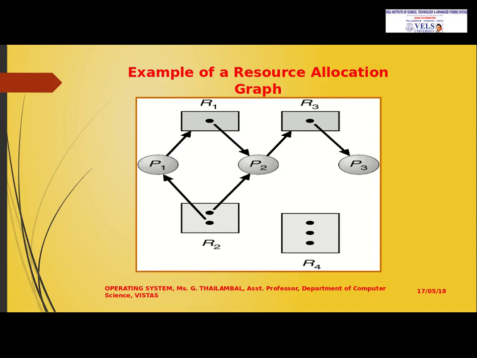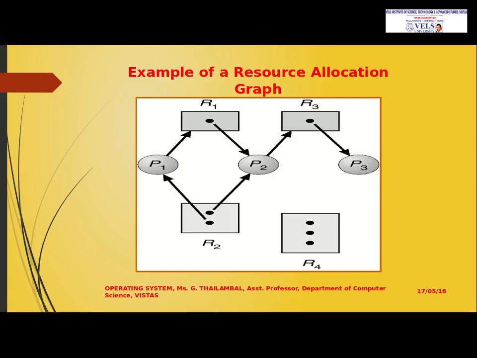See this example. In this example, process P1 is requesting R1, which has a single instance. That single instance of R1 is allocated to P2. Again, P2 is requesting a resource R3, and that single instance of R3 is allocated to P3. Similarly, you have resource R2, which has two instances. One instance is allocated to P1, another instance is allocated to P2. Resource R4 is there, but it is not asked for by any process.